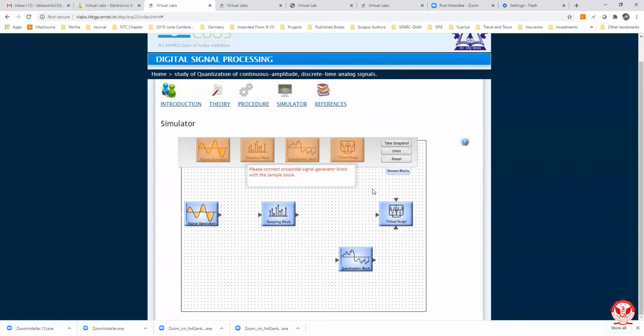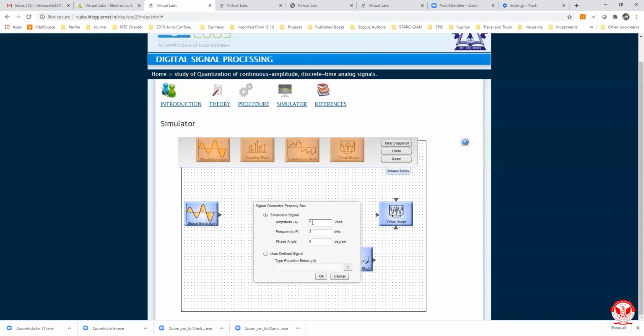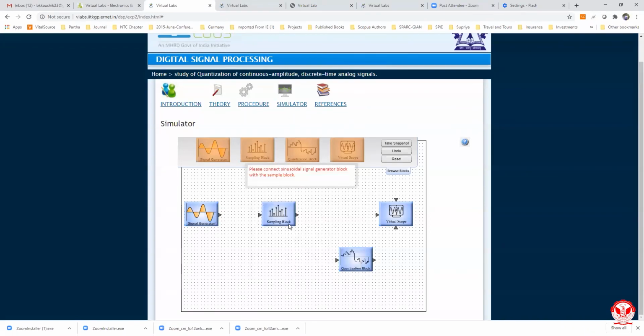At first, we have the signal generator that generates the signal. The signal generated has an amplitude of 5 volts, frequency of 3 kilohertz, and the phase angle is 0. Now we go for sampling. The sampling frequency is 45 kilohertz. It creates 90 samples. Again, we go for quantization. This quantization is of 6 bits.